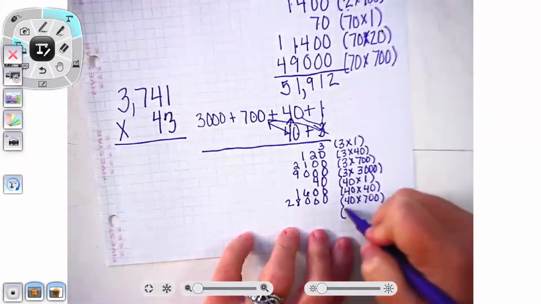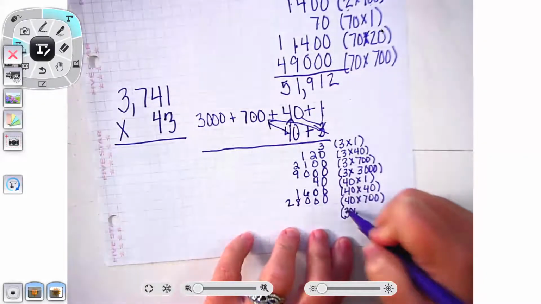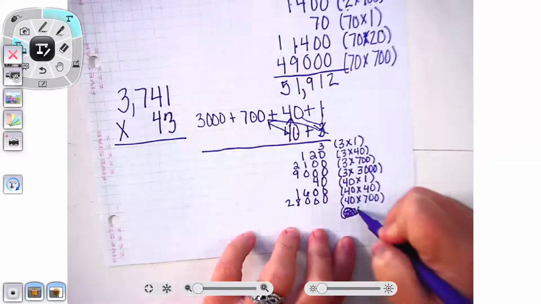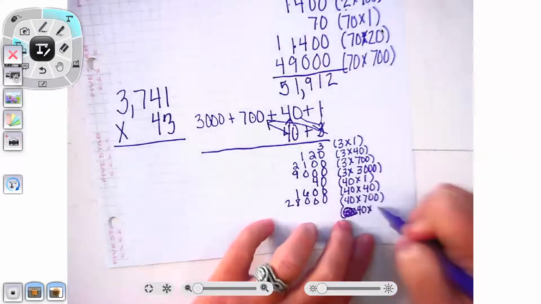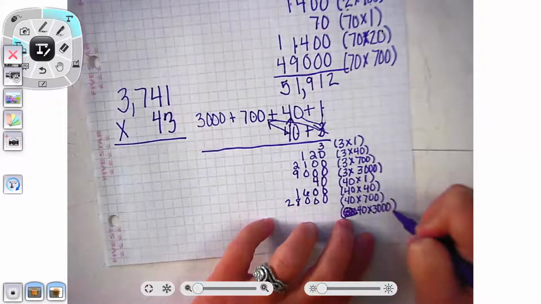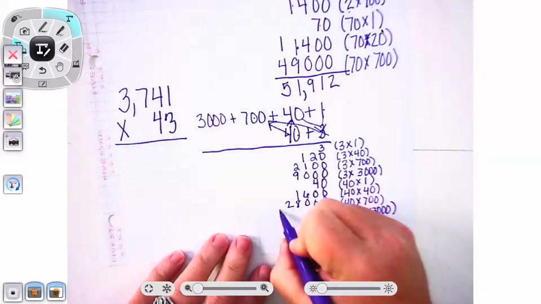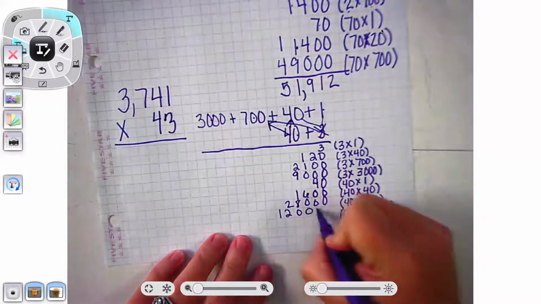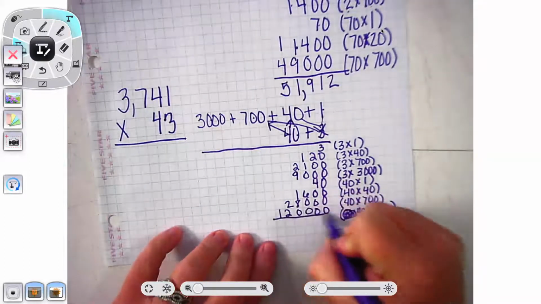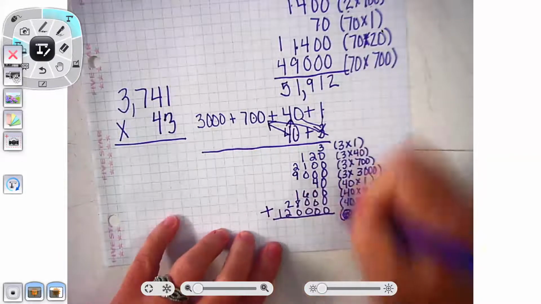Then I have 40 times 3,000. 4 times 3 is 12, and I have 4 zeros. Then I'm going to add them all up.